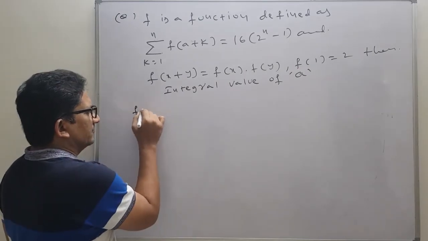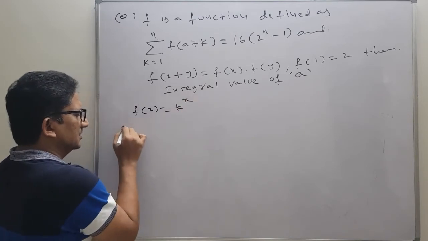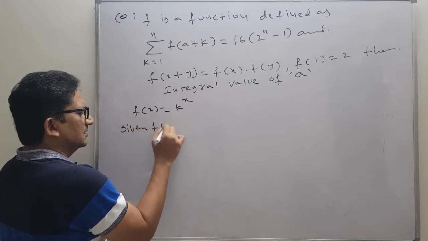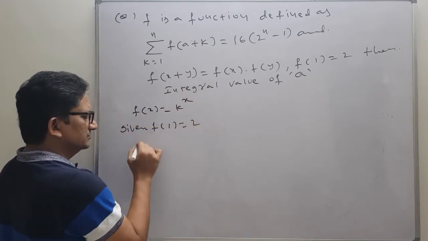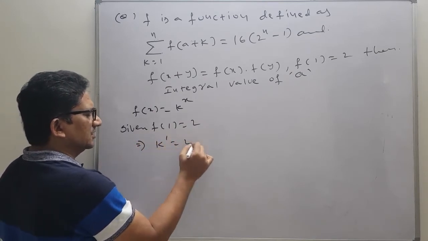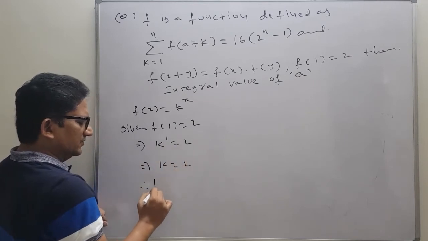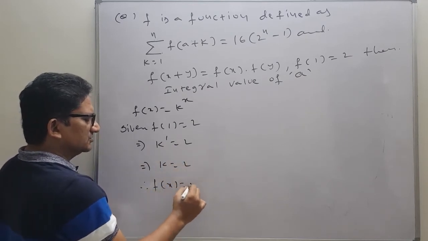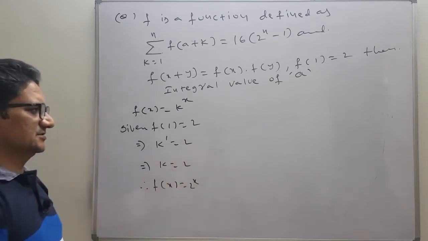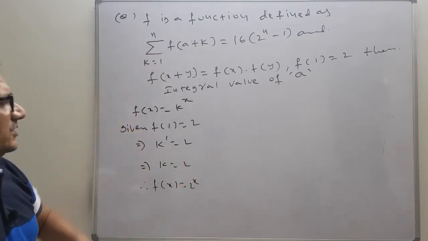So we can take f of x equals k to the power of x. Given f of 1 equals 2, that implies we can write k to the power of 1 equals 2. So k equals 2. Therefore, f of x is equal to 2 to the power of x. Now we got the f of x value. Now based upon that you analyze the other thing.